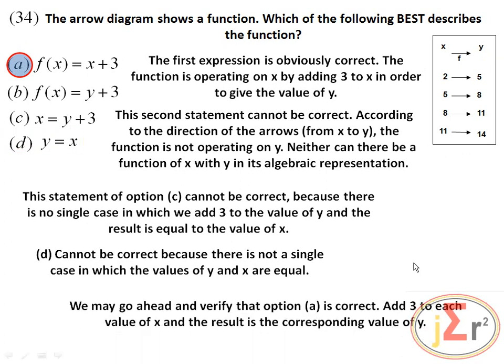We may go ahead and verify that option A is correct. Add 3 to each value of x and the result is the corresponding value of y. 2 plus 3 is equal to 5. 5 plus 3 is equal to 8. 8 plus 3 is equal to 11. And 11 plus 3 is equal to 14. There we have it. In every single case, when we add 3 to the value of x, the result is the value of y. So option A is correct. f of x is equal to x plus 3.